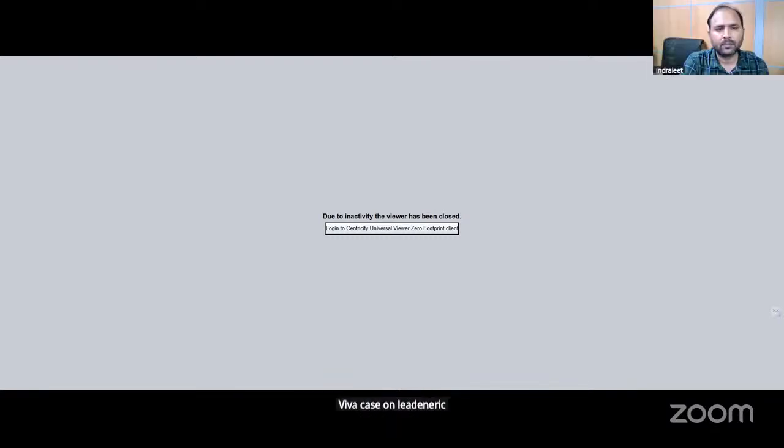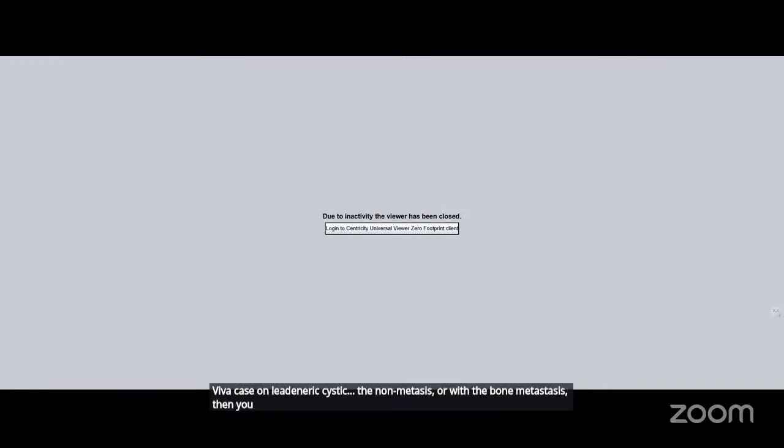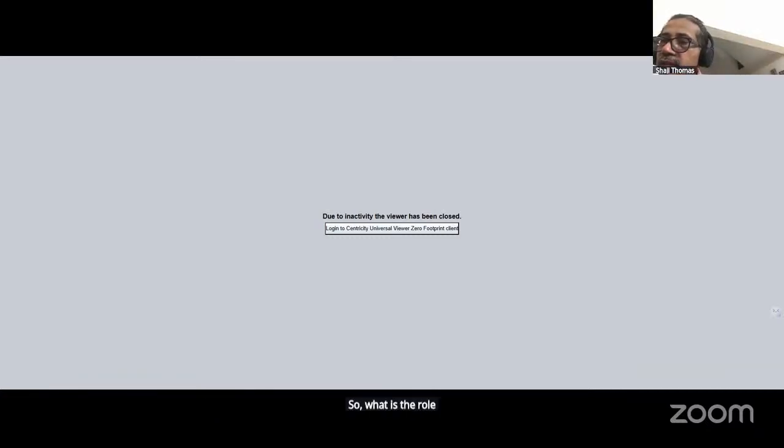In adenoid cystic carcinoma, suppose you get a viva case with lung metastasis or with bone metastasis, then you should be ready. How will you treat that? What will you do? Sometimes we see it is not very uncommon. We see in our private OPD adenoid cystic carcinoma with lung metastasis as well as with bone metastasis. So what is the role of metastasectomy in adenoid cystic carcinoma? A patient comes 3 years after surgery with a single solitary mets in the lung.